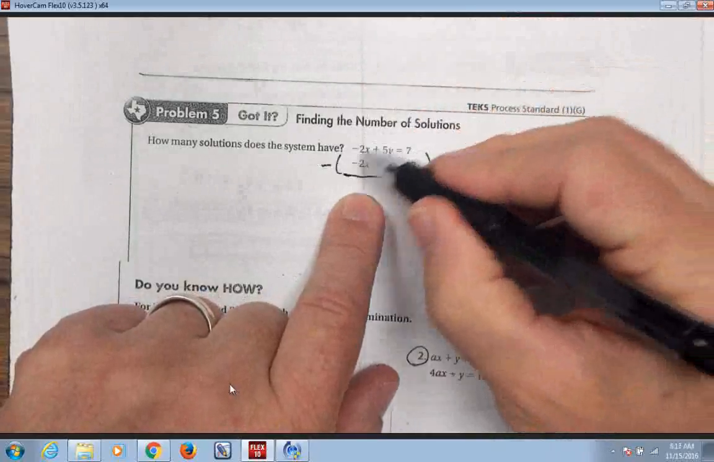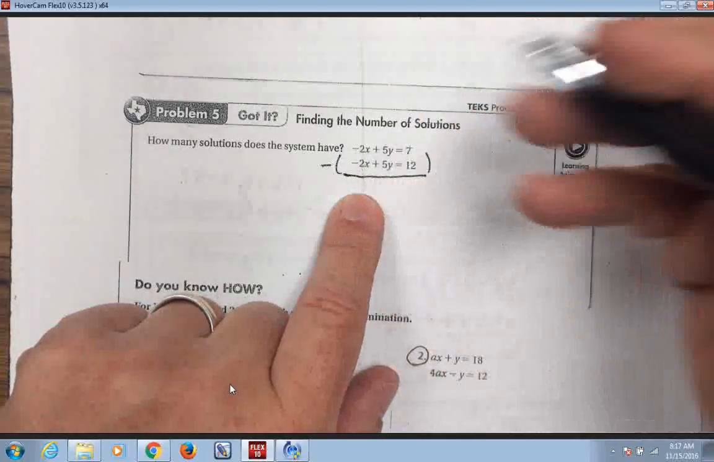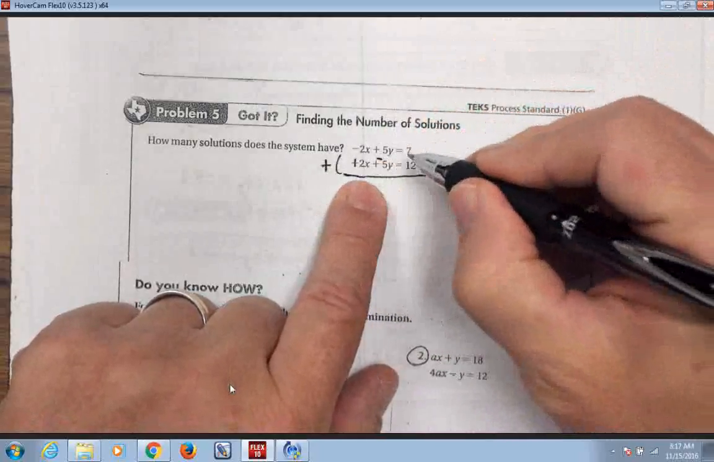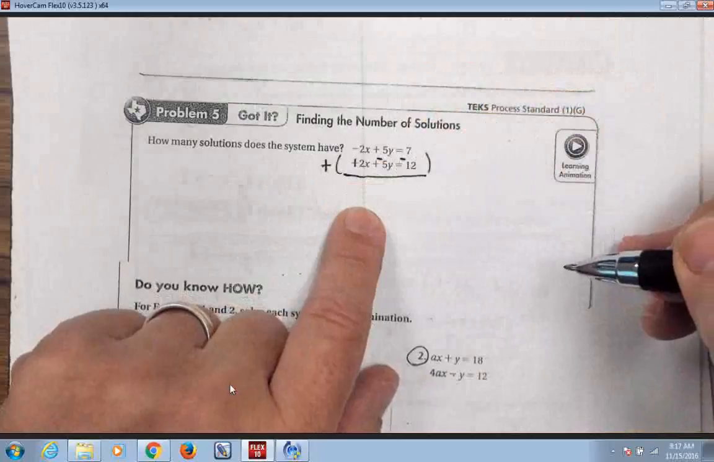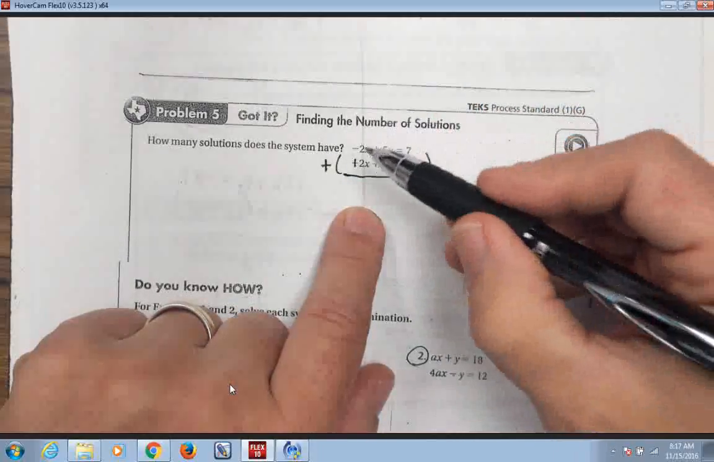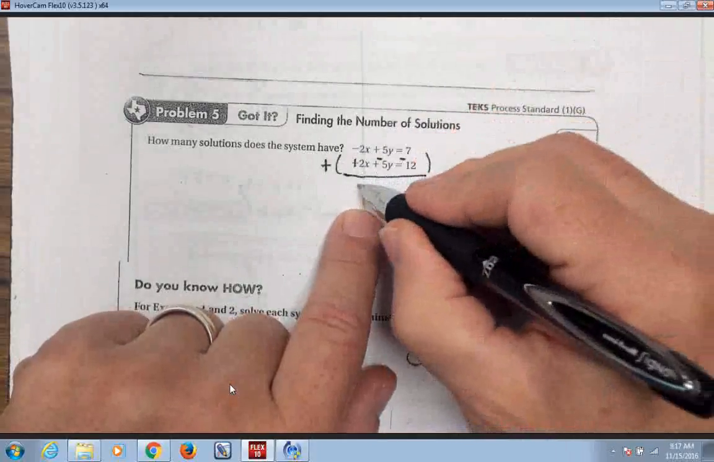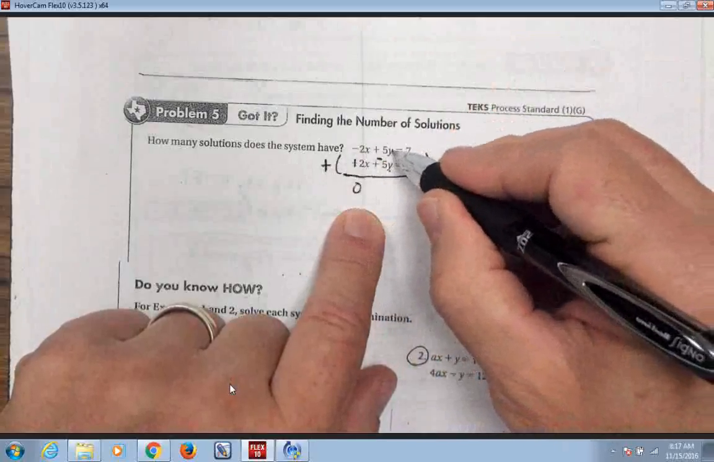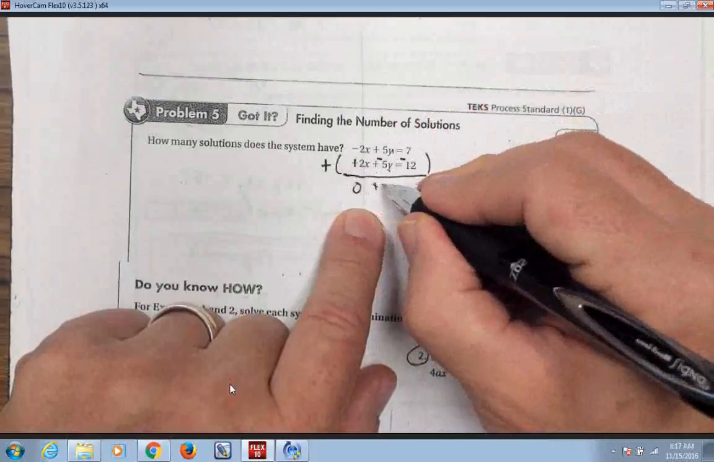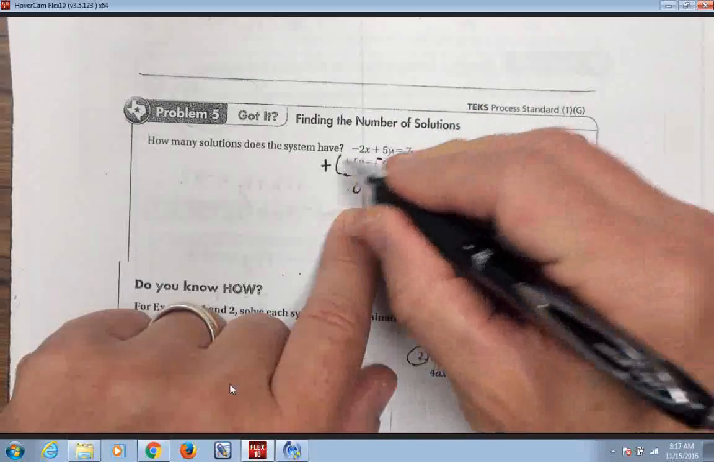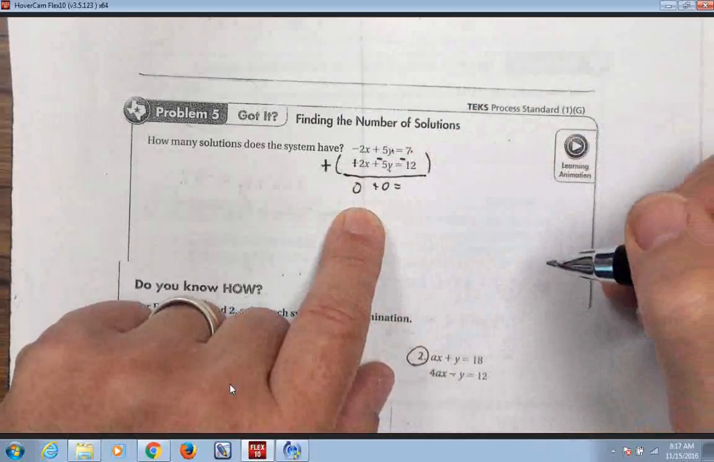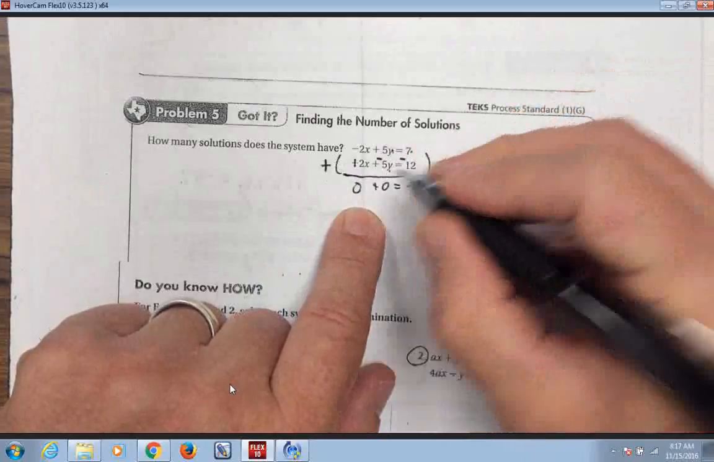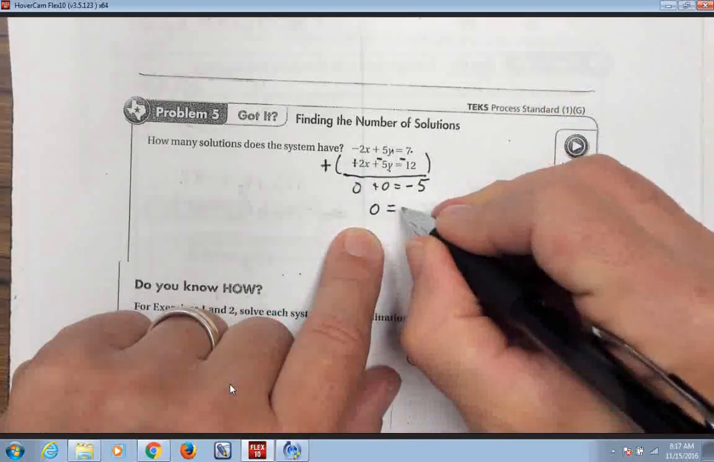Now, I could just subtract from top to bottom, or I could use my subtraction rule by adding what? The opposite of each of those bottom numbers, and then just combine them. A negative 2x plus a 2x is 0. A 5y plus a negative 5y is what? 0. 7 plus a negative 12. What's 7 plus a negative 12?